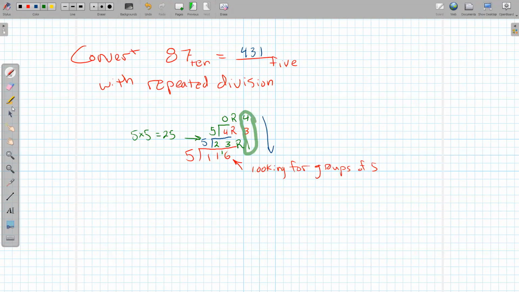The key on when to stop is if you get a 0 at the top. So we stop when we get a quotient of 0. Quotient is the number on the top of the division box. And the remainders, top to bottom, represent your numeral in that new base.